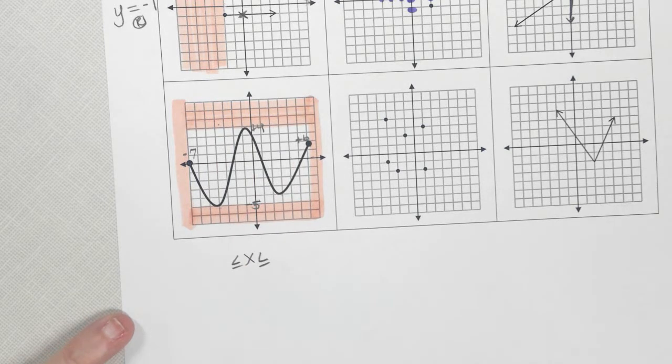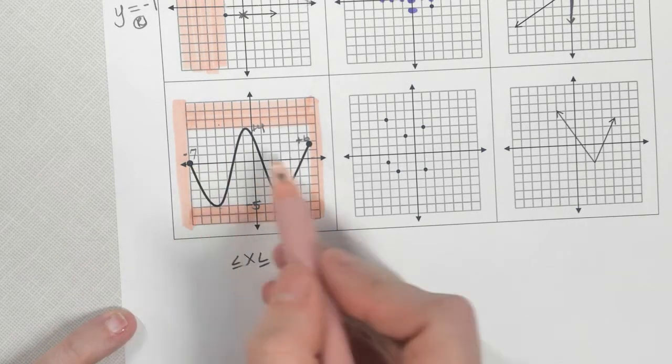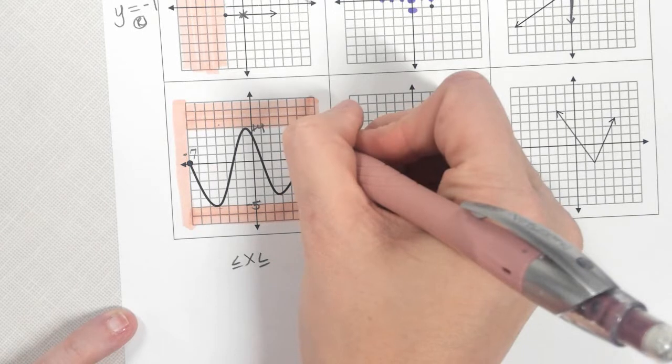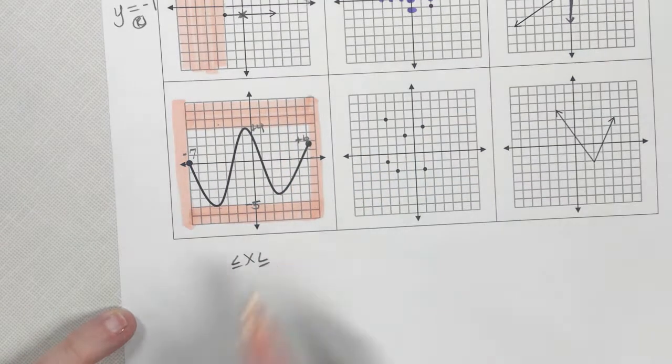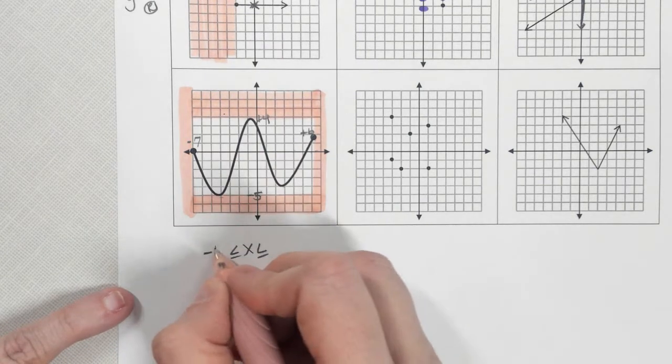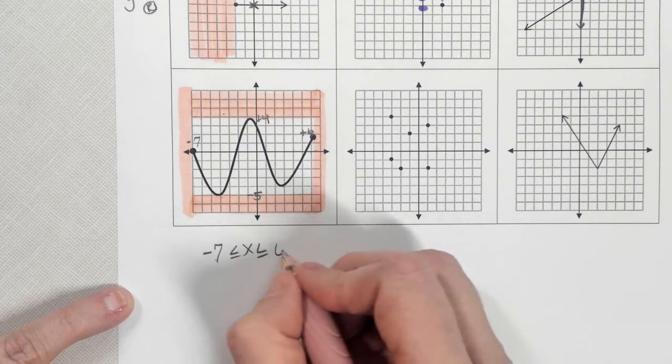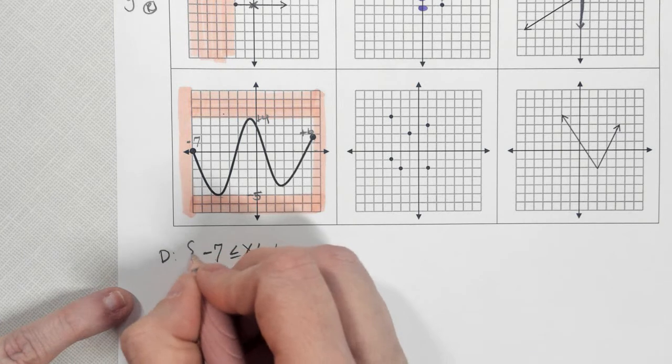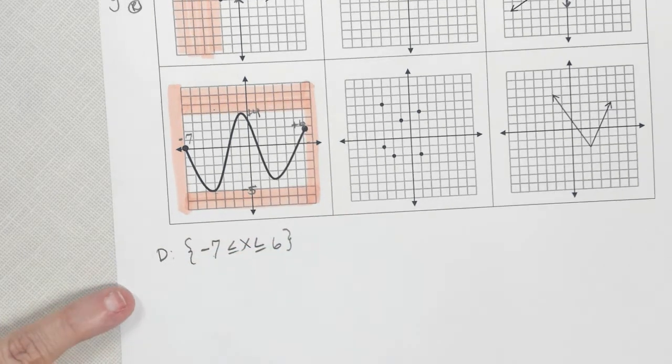Since this is connected all the way through, I'm making an inequality, okay? And I'm using or equal to because these are dots. If one of these was a circle, I wouldn't do or equal to, okay? So for this one, my lowest x value is -7. My highest x value is 6. So that means this is my domain, okay?